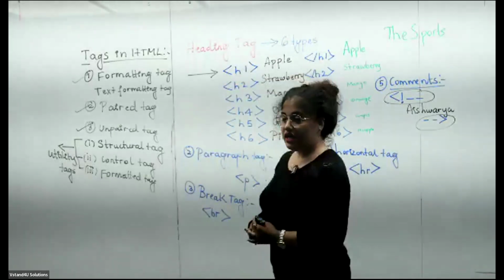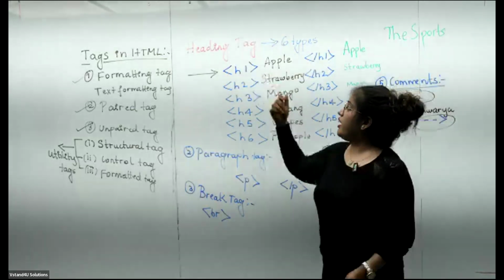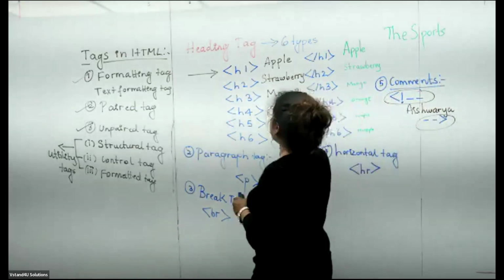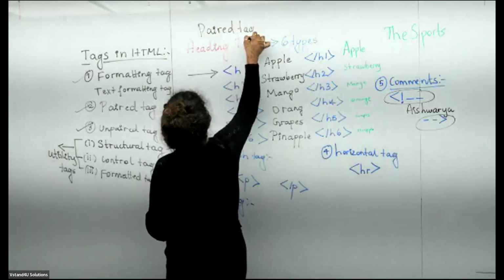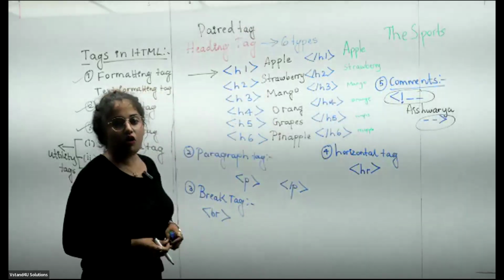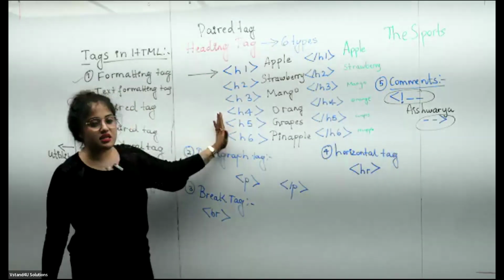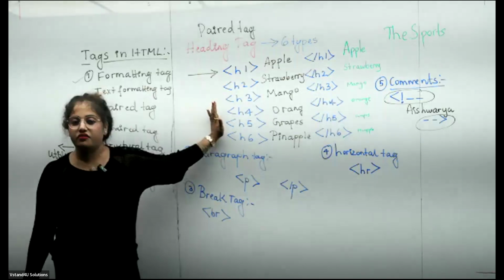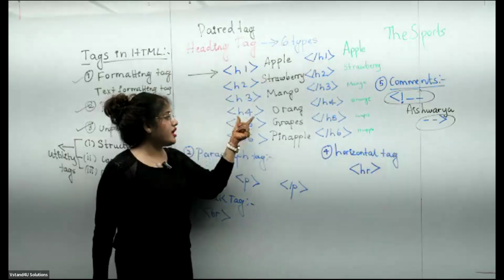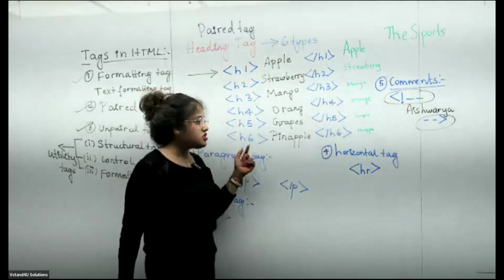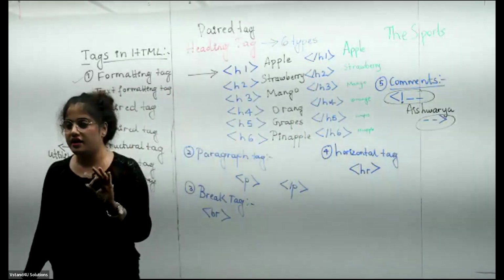Yes or no? In that heading tag, you have 6 types of heading tags. And your heading tag is a paired tag. Clear with this? Now, how many types of heading tags are there? You have from H1 till H6. That is nothing but 6 types of heading tags. Whenever my heading numbers get increased, my output size will start decreasing if I use heading tag. Clear?